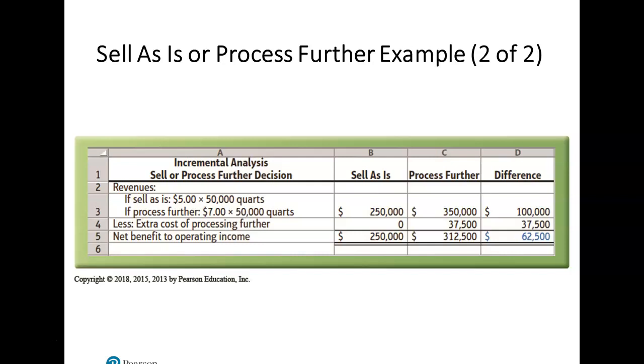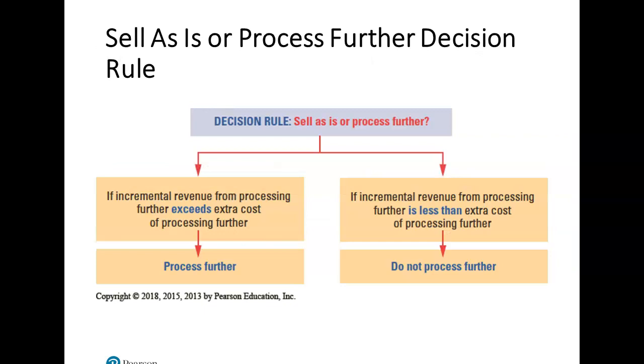So, for example, here, if we sell it as is at $250,000, that's going to be our revenues. Process further, we have to consider the increased revenue, but we have to consider the increased costs. So if we process it further, our net benefit is $312,500 versus our sell as is at $250,000. In this case, on the face of it, it seems processing it further may make it advantageous for us to continue processing it and then selling.